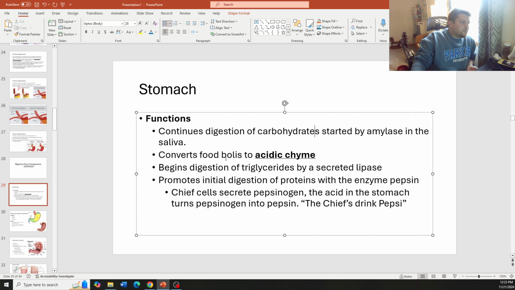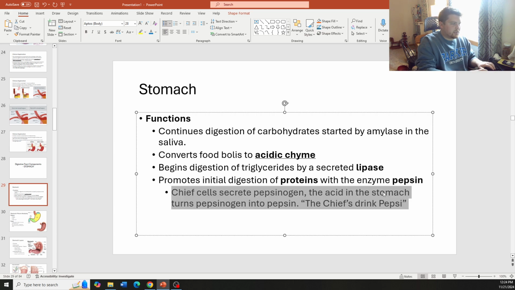In the oral cavity. The stomach's job is to convert that food bolus to something called acidic chyme. That's the key word that you'll look at. Chyme is produced in the stomach. It also starts to digest triglycerides or fats by lipase, and it also starts the digestion of proteins with an enzyme called pepsin. We'll talk a little bit more about pepsin in a little bit.